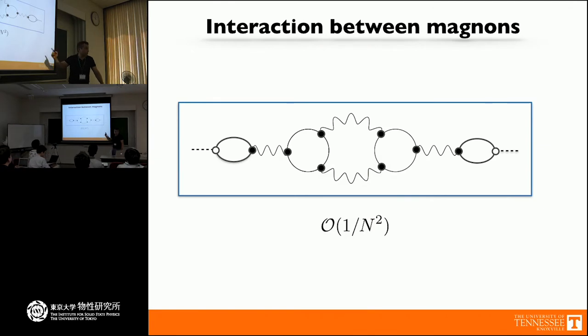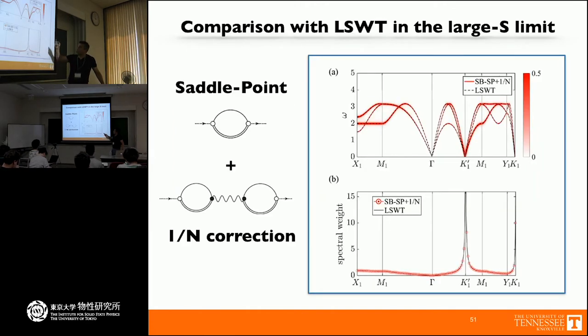So basically, for any non-collinear ordering, here I explained everything for the 120 degree ordering, but for any non-collinear ordering you can see that this is the case. For collinear ordering, something interesting happens. Collinear ordering is different from non-collinear because you still have this U(1) symmetry group. So for the collinear ordering, already at the saddle point level, you get the correct dispersion. So you can recover the 1/S limit already at the saddle point level, right?